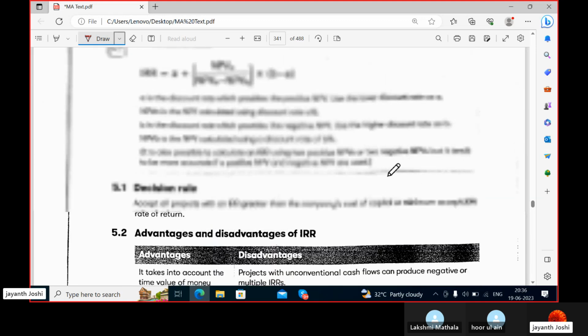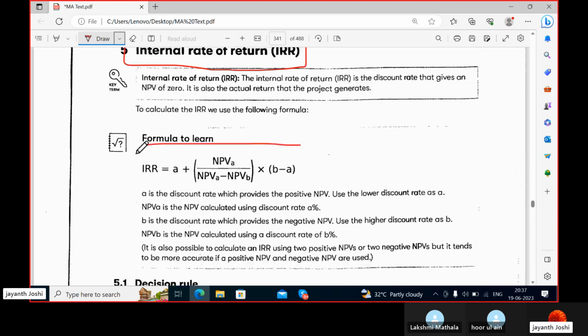Now let me see the formula. The formula is this. NPV at higher rate. So NPV is the NPV calculated using discount rate A%. So there is one lower rate and one higher rate. A is the discount rate which provides the positive NPV. So one is at the higher rate, one is at the lower rate. In our example, the higher rate was 14%, lower rate was 8%. So we got an NPV with this, we got an NPV with this. So we'll put them here and try to find out our IRR.